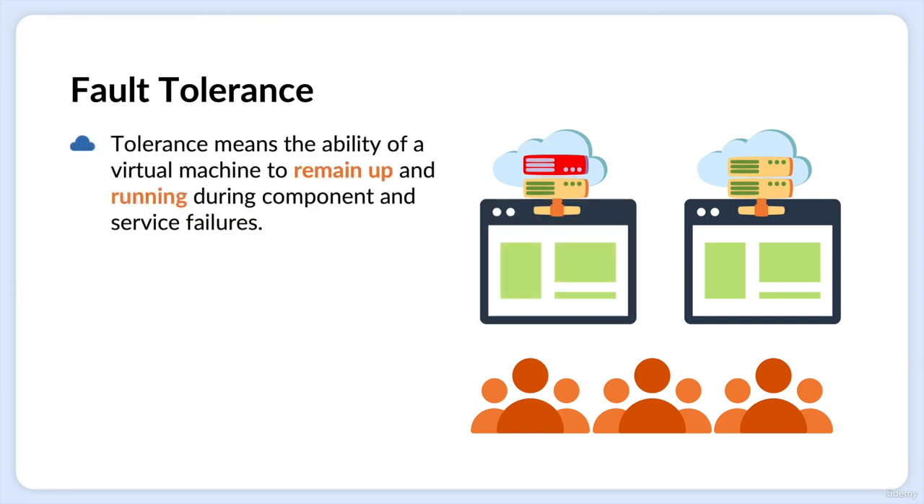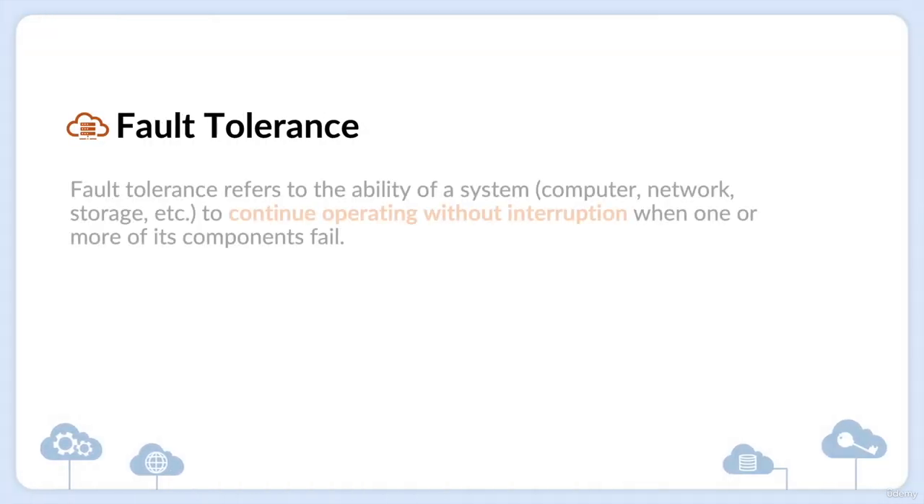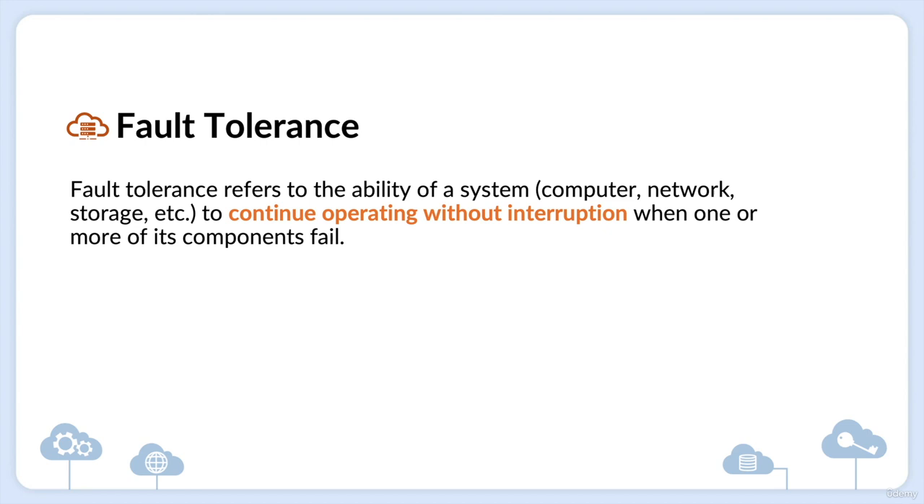Fault tolerance means the ability of a virtual machine to remain up and running during component and service failures. A fault tolerant system takes care of any failure, repairs it, and keeps the application running. So, fault tolerance refers to the ability of a system, computer, network, storage, etc., to continue operating without interruption when one or more of its components fail.